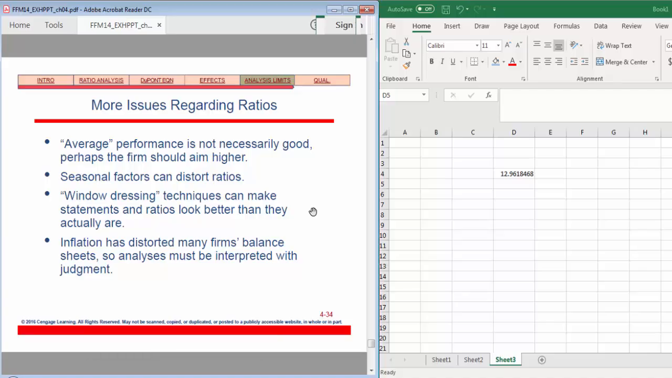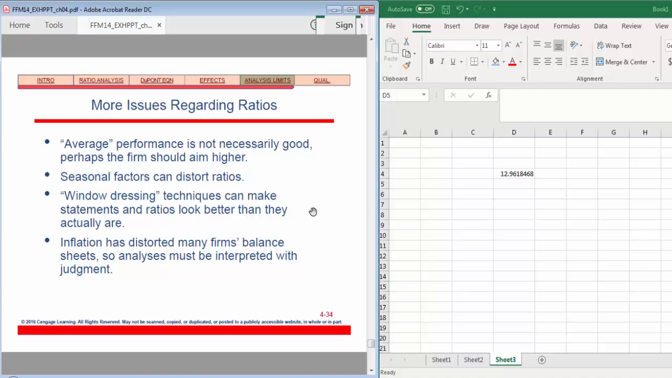Seasonal factors can distort ratios. So, for example, some of the clothing manufacturing companies like North Face or Canada Goose may perform really well during winter months and not during summer or other seasons, because that's the nature of business. Now, how do you compare? For example, if you're comparing performance of these firms in non-seasonal months, is that really a good way to compare these firms?